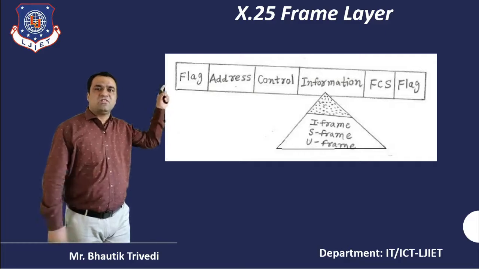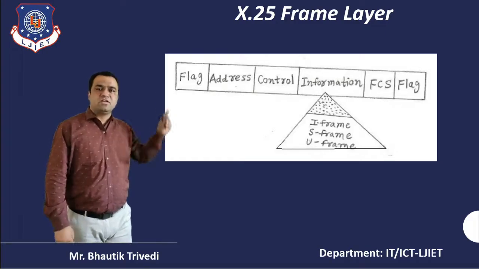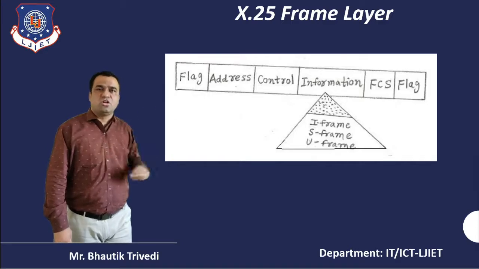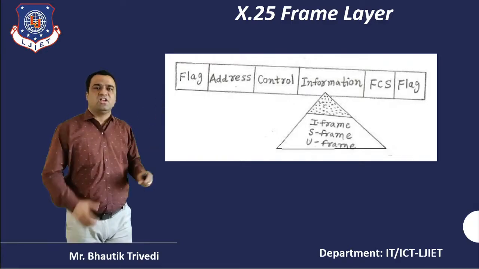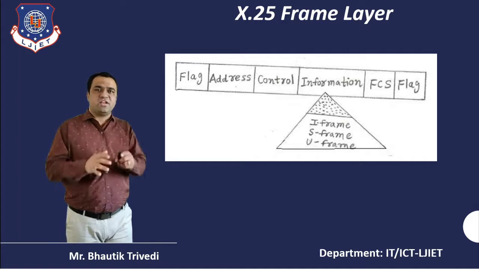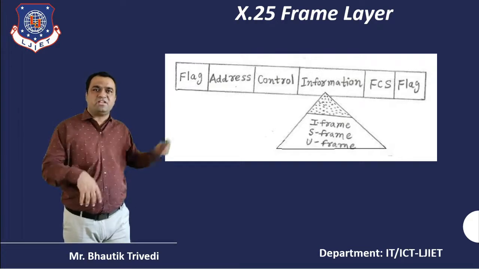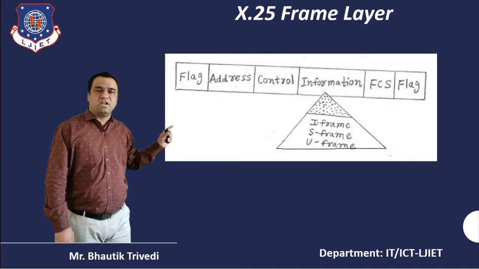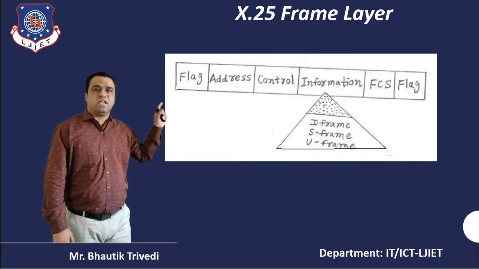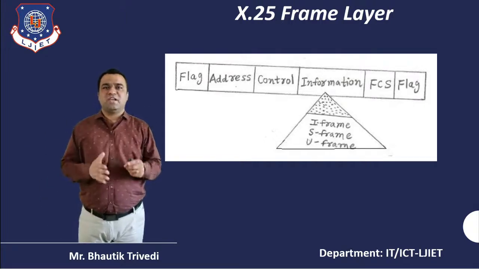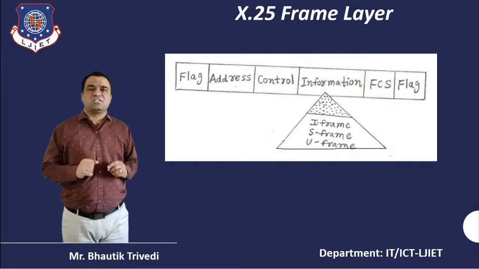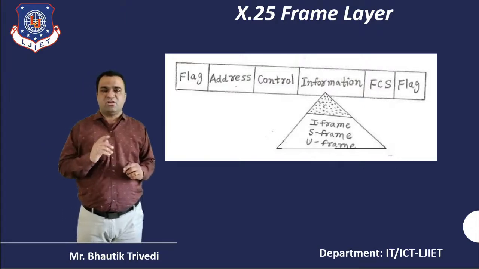Here you can see, first one is the flag. Second one is the address. Third one is the control. Fourth one is the information. But here information is divided into three frames. Again, I repeat the names: information frame, supervisory frame, and unnumbered frame. After that, FCS and flag. FCS means frame check sequence, and the last one is the flag. So this is the concept of the X.25 frame layer.